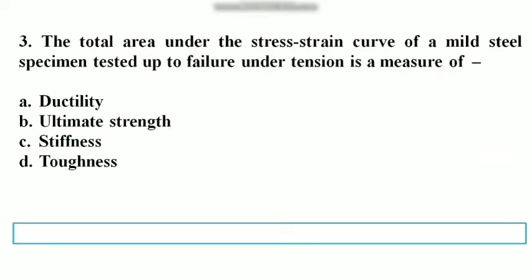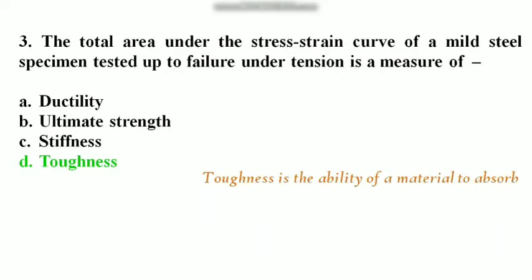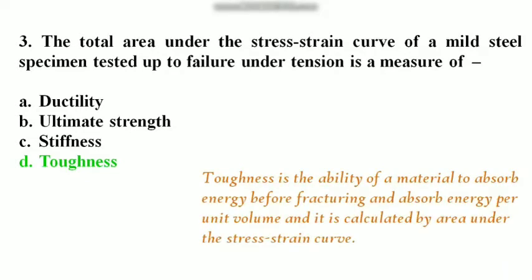The total area under the stress strain curve of a mild steel specimen tested up to failure under tension is a measure of ductility, ultimate strength, stiffness, or toughness. Here the answer is toughness. You have to remember that toughness is the ability of a material to absorb energy before fracturing, absorbing energy per unit volume, and it is calculated by the area under the stress strain curve. So option D, toughness, is the right answer here.